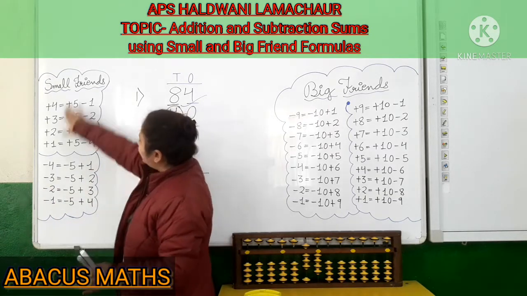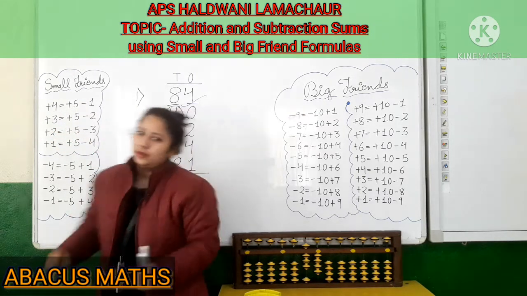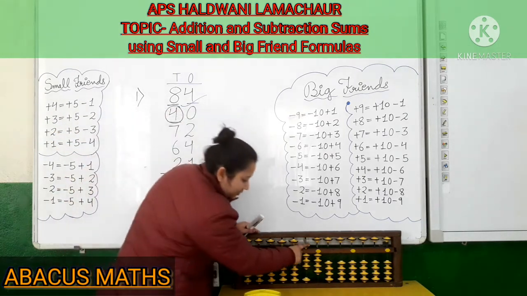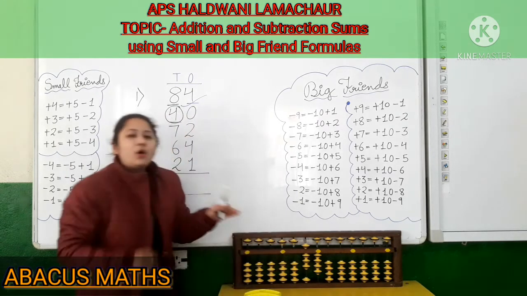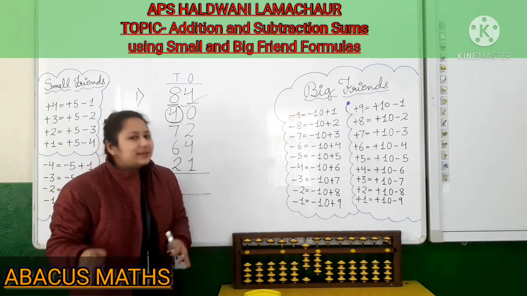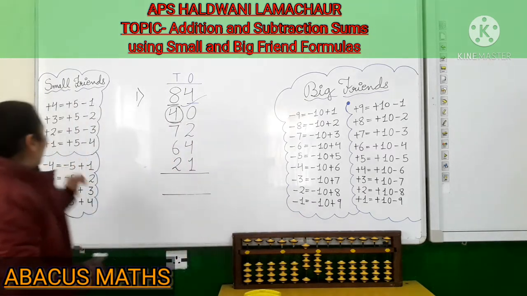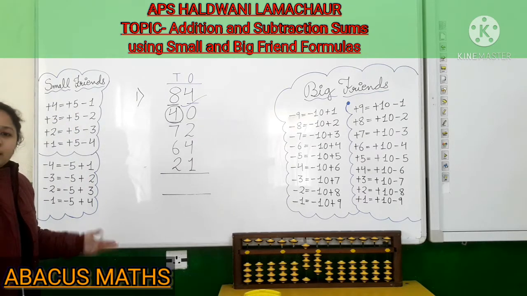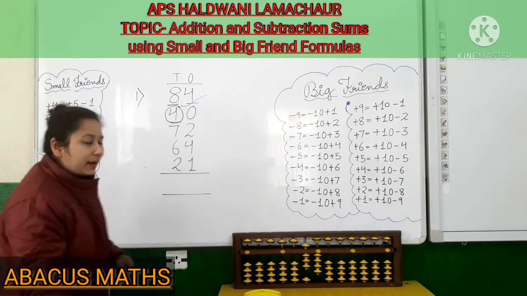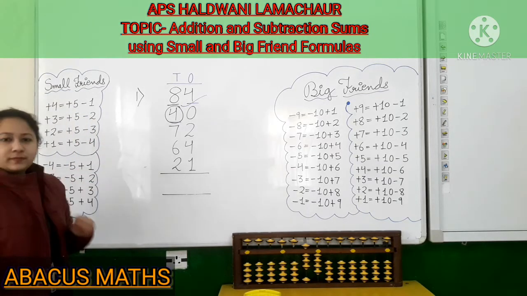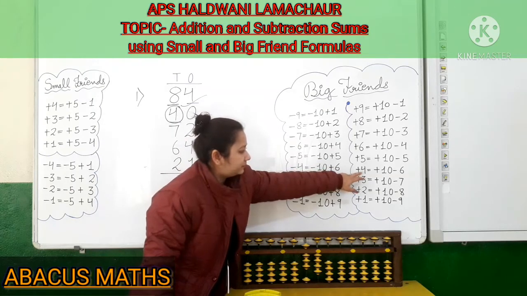So see, you have to add 4 means plus 4. See the formula for plus 4? This. Plus 5 minus 1. Do here. Plus 5. You can see that 5 is already added. So how will you add 5 again? Now this is the time when you can't apply this small friend here. Now for adding 4, take the help of big friends.